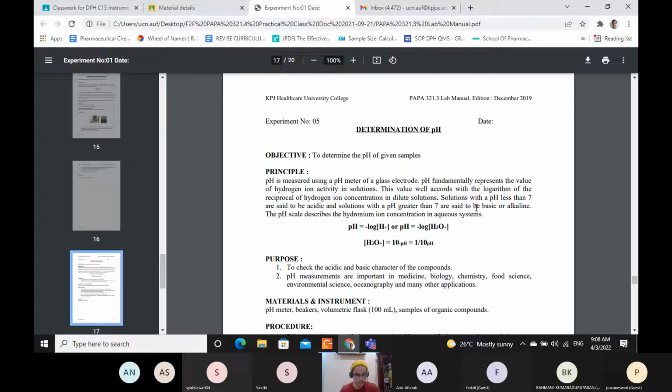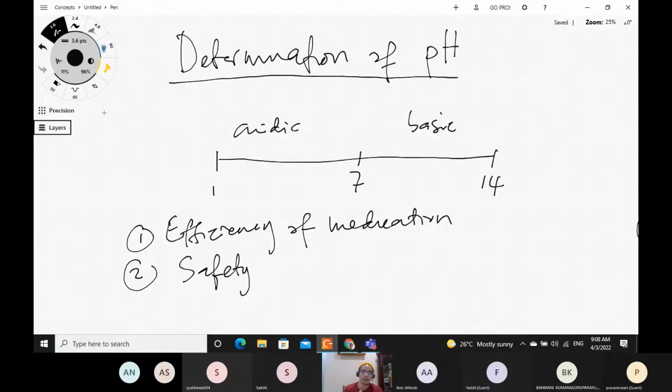Okay, as I was saying, determination of pH. Kalau kamu tengok dalam lab manual kamu, experiment number 5, the objective of this experiment is to determine the pH of all the given samples. So why do we need to test for pH? This is so that we know that the medication, the drugs that we are testing will be as efficient as it should be, because some drugs will be efficient at certain pH.